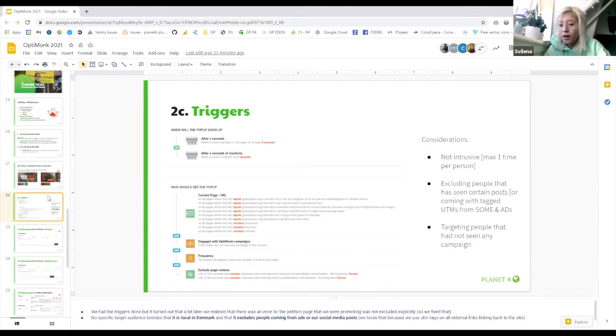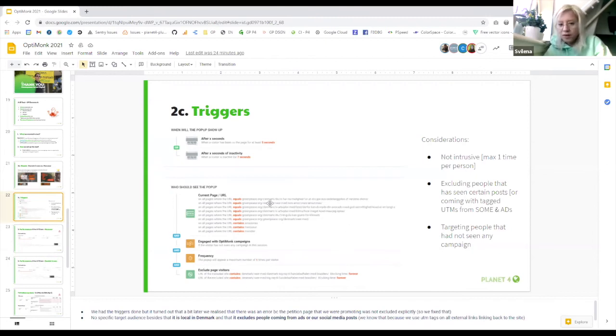And of course, people who have not seen the campaign. The thing is that here at the bottom, where we were supposed to exclude the page visitors specifically on the campaigns, the page that contains the campaigns, this was not done. And we realized that a little bit ahead of time, which actually was a good learning, and I'll tell you in a little bit why.